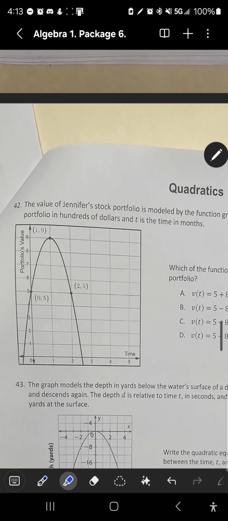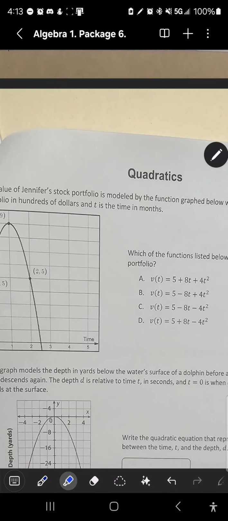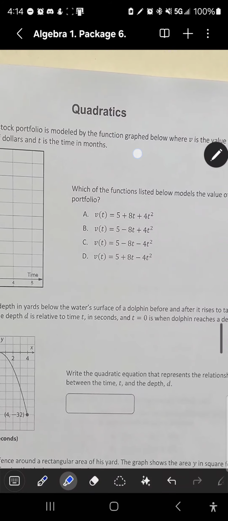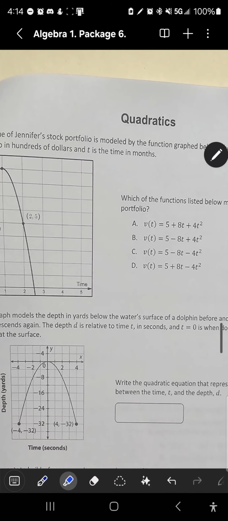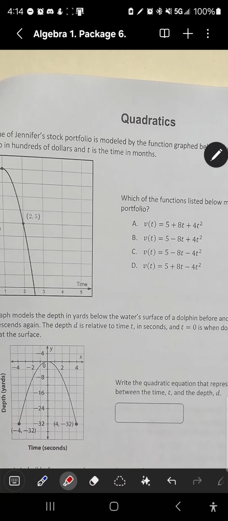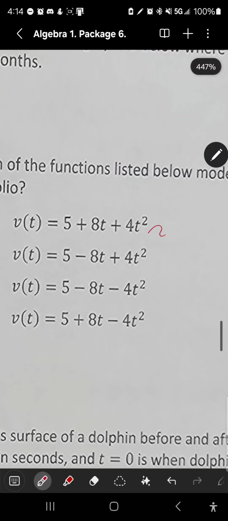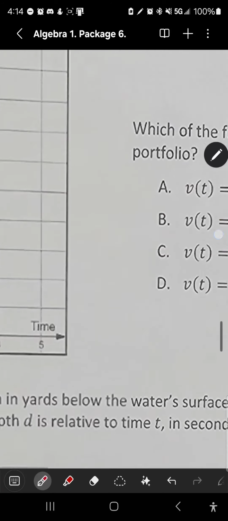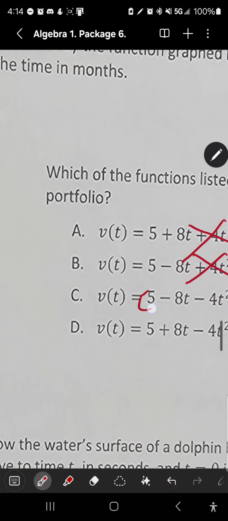The value of Jennifer's portfolio is modeled by the function below. Okay, basically we just need to know the formula. Something quick, as you can see. It is going down, so the value in front of the x squared needs to be negative. And then our y-intercept is 5, so the value alone should be 5. Okay, this is fine.